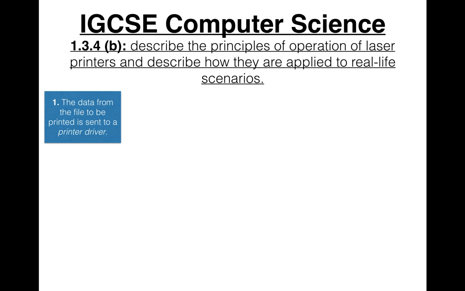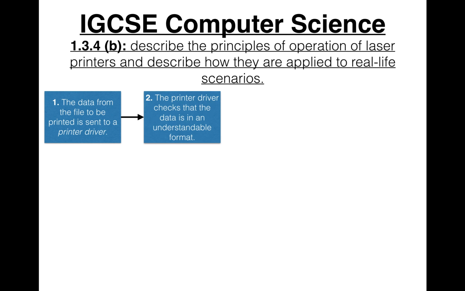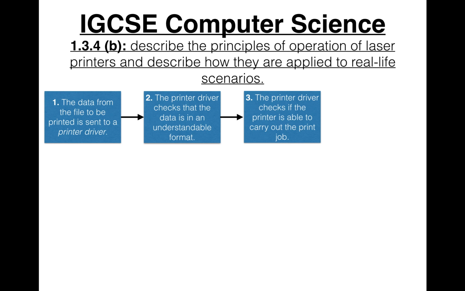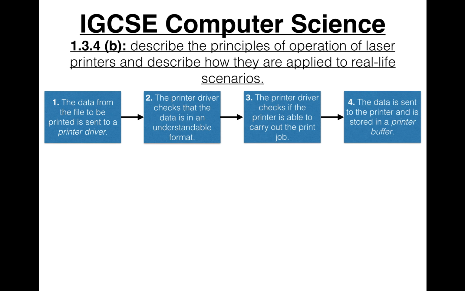Anyway, here's the algorithm. The data from the files to be printed is sent to the printer driver. The printer driver checks the data is in an understandable format. I'm rushing through these because we looked at these steps in inkjet printers, but it's a bit different once we get to a certain step. The printer driver checks if the printer is able to carry out the print job, like whether it's busy or has no paper. The data is sent to the printer and stored in the printer buffer.